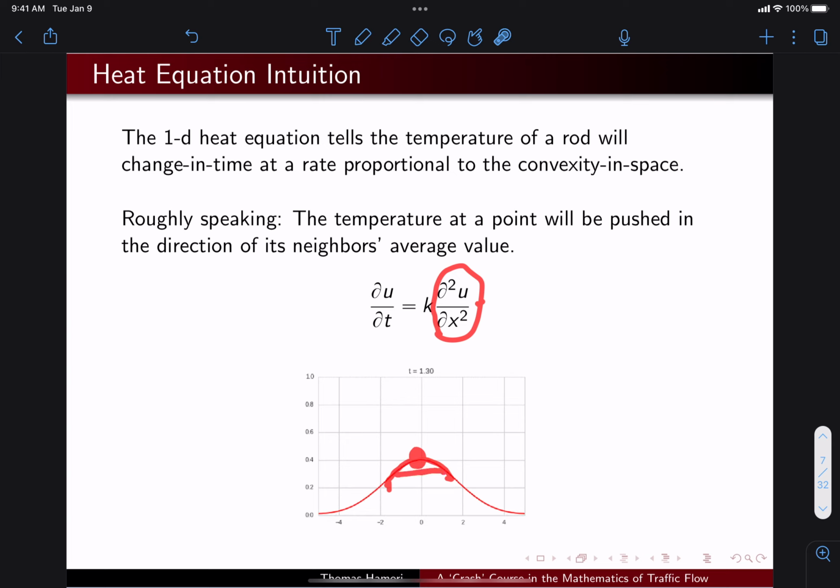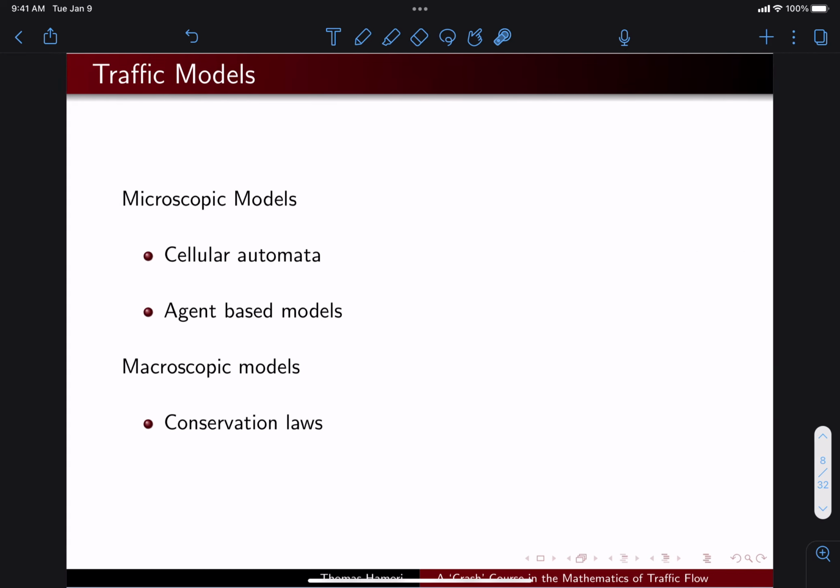So you can think of what might happen in a steel rod. If the middle is very hot but the edges are quite cold, what's going to happen? The heat is going to flow from the center towards the edges, and we're going to equilibrate. So that's the basic intuition for the heat equation. That kind of intuition rarely gets you far in PDE in my experience, but I hope you feel a little bit better now. Okay, so now I'm going to switch gears and talk a little bit about traffic models.